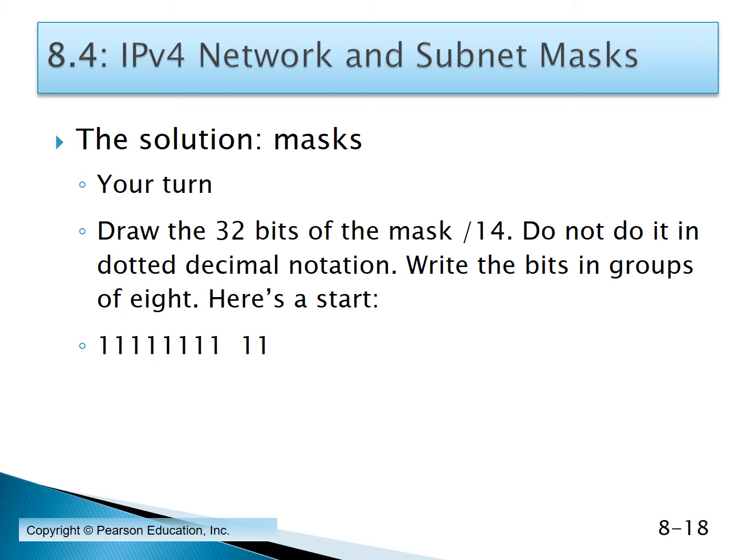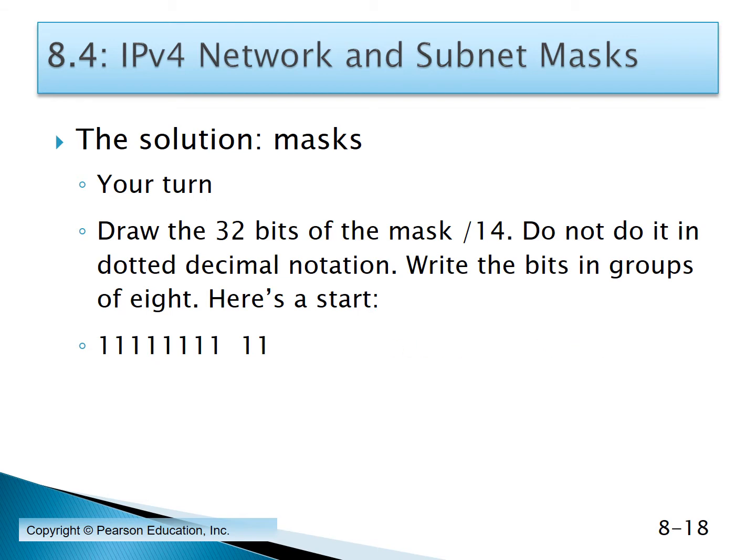Alright, so just a little exercise. Let's try to draw the 32 bits of the mask /14. Do not do it in dotted decimal notation, just write the bits in groups. Of course, what you would do is you have 8 ones here, and then 2 more ones, so it's 10. Then you just have 4 more ones: 1, 1, 1, 1, and then 0, 0. And then followed by 8 zeros and then 8 more zeros.